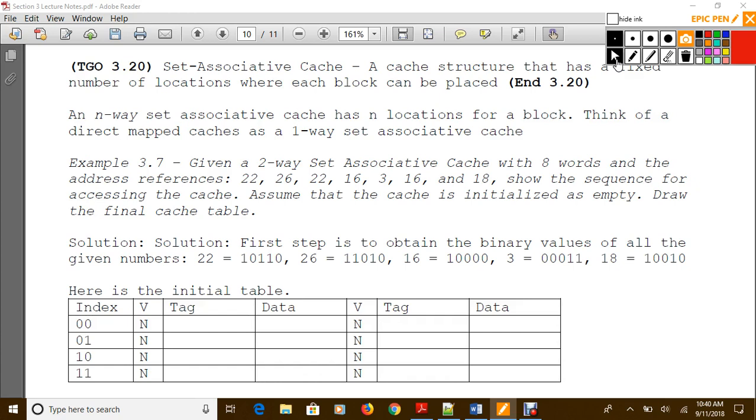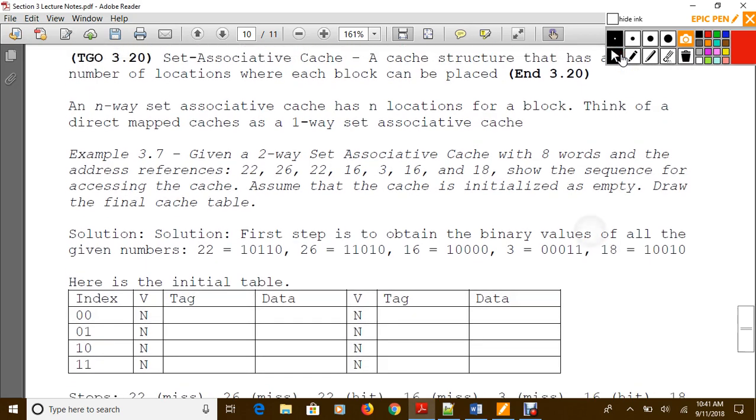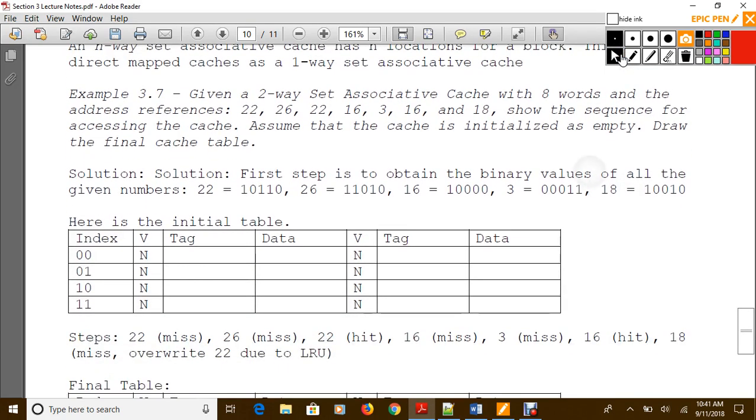Here we're given a two-way set-associative cache with 8 words, and the address references are the exact same. Show the sequence for accessing the cache. And then, getting back to your question, assume the cache is initialized as empty, so they're all no initially. Draw the final cache table. In this specific case, we draw them all out. We have 22, 26, 16, 3, and 18 as before. I'm trying to leave the definition up there, though I don't think anybody's copying it down.